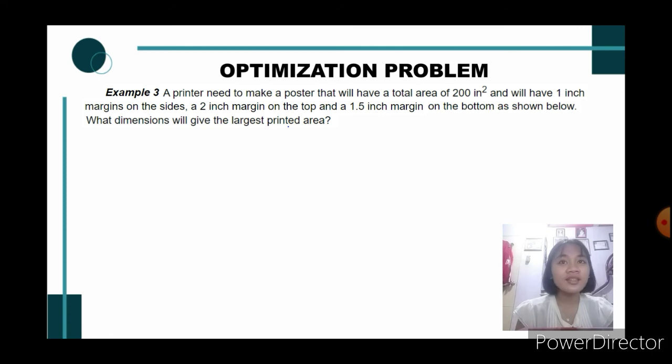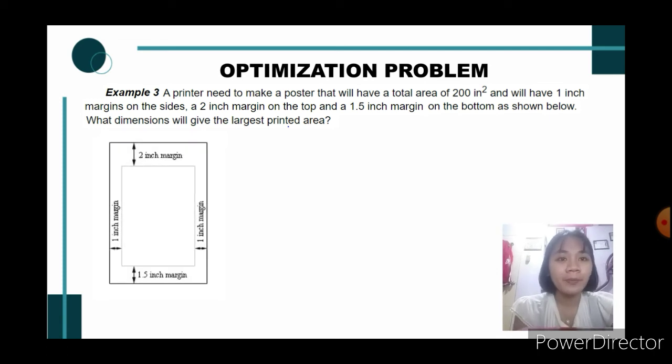So let's define the height of the poster to be h and the width of the poster to be w. Here's a new sketch of the poster, and we can see that once we've taken the margin into account, the width of the printed area is w minus 2, and the height of the printed area is h minus 3.5. So ayan yung figure ng ating example number 3.